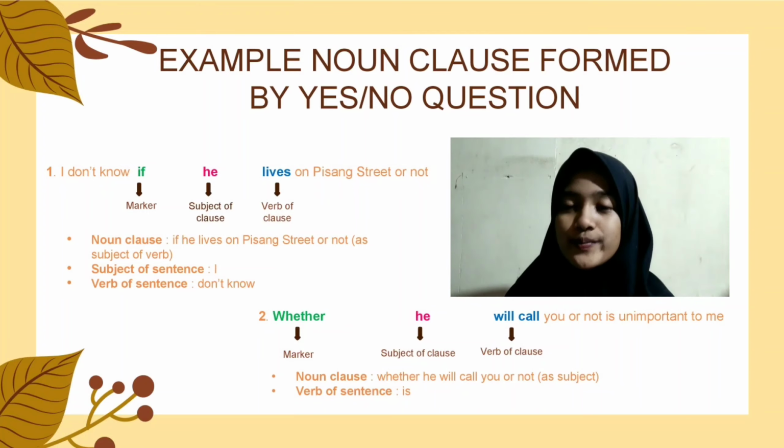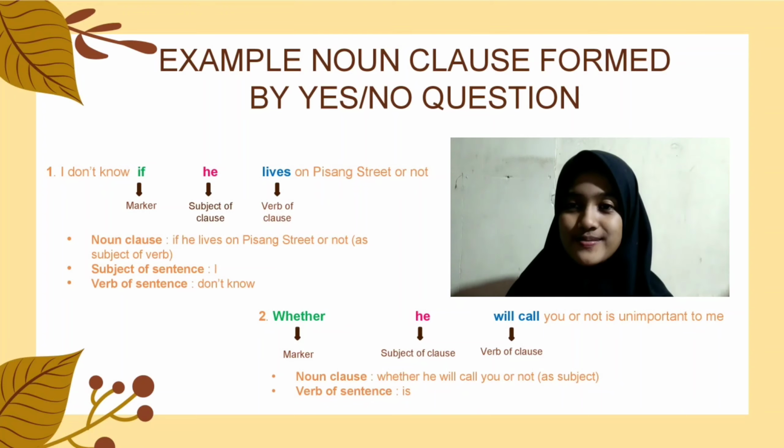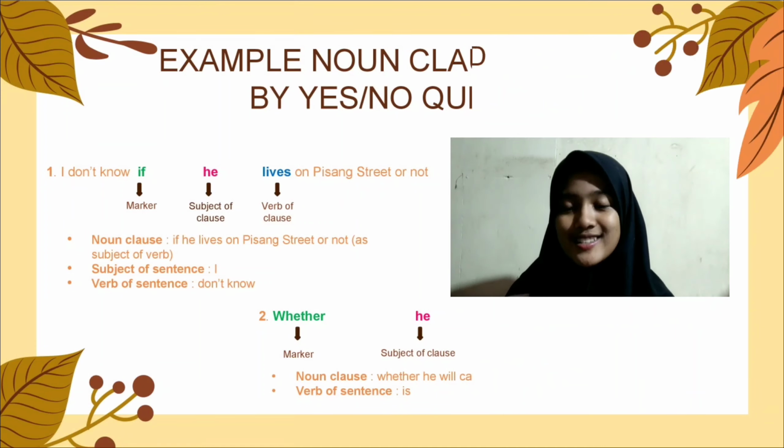Number 2. Whether he will call you or not is unimportant to me. This noun clause is "whether he will call you or not." "Whether" is the clause marker, "he" is the subject of the clause, and "will call" is the verb of the clause. This noun clause is the subject of the sentence, and "is" is the verb of the sentence.